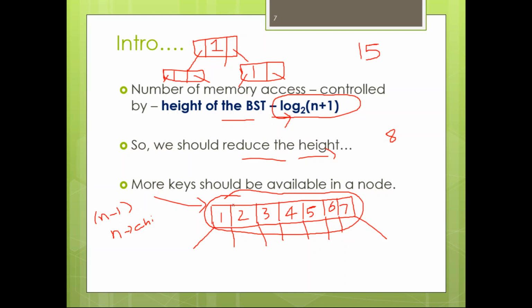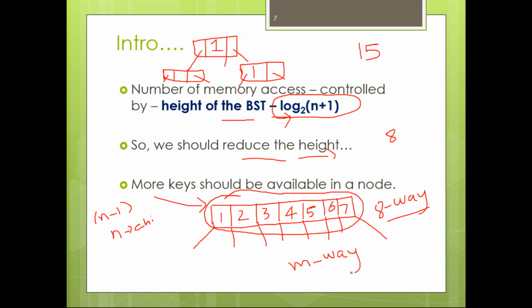Right, so if a node in a tree has 8 children, then that is called an 8-way search tree. So this is an 8-way search tree, and a node in an 8-way search tree can have 7 key values, right? So a node in an m-way search tree can have m minus 1 key values, and it can have at most m children, right?